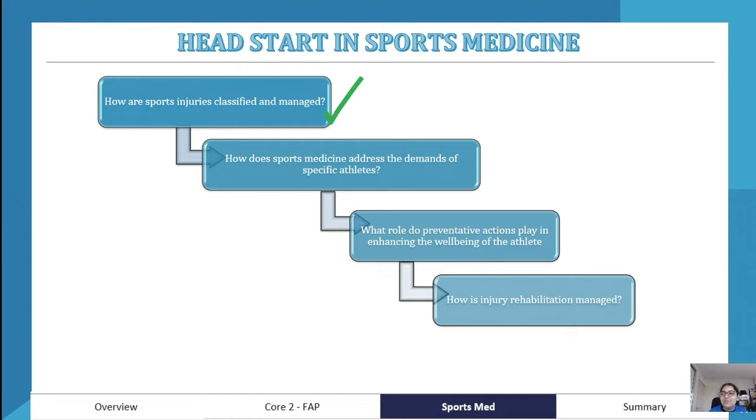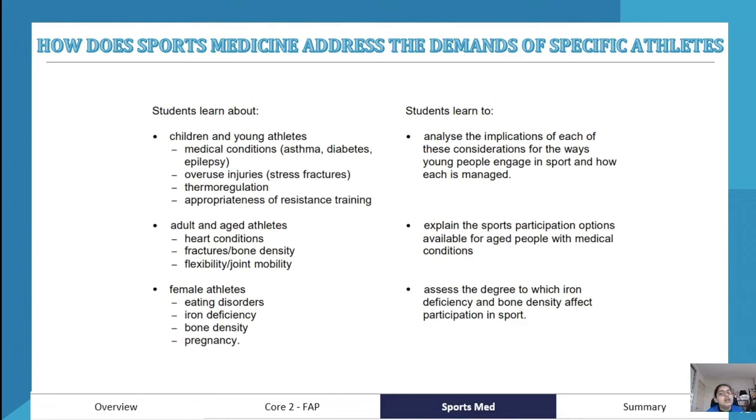Now we're looking at the big second dot point: how does sports medicine address the demands of specific athletes? With this, we are going to focus on 3 types of athletes. We learn about children and young athletes, adults and aged athletes, and female athletes. For each one, for example for children, you need to be able to analyze the implications of each of these considerations and how it's going to affect young people participating and engaging in sports.